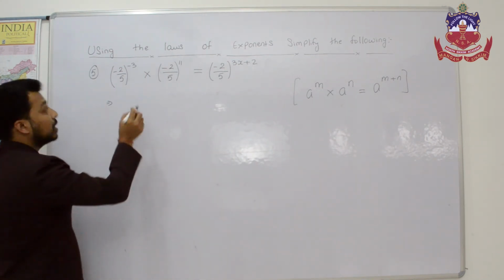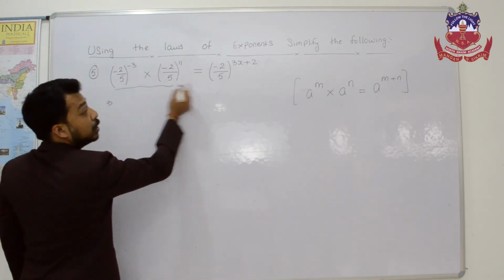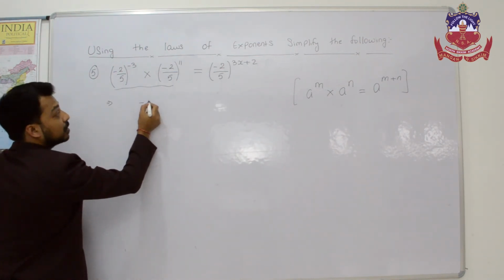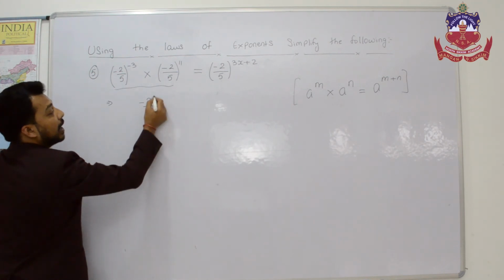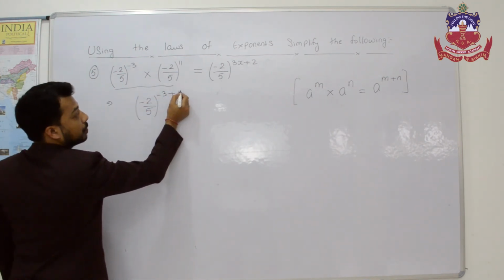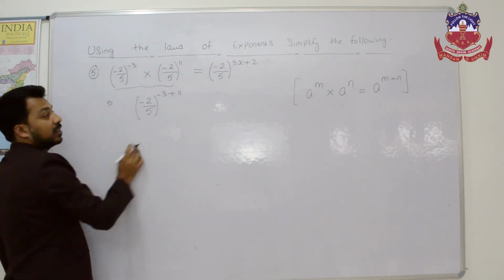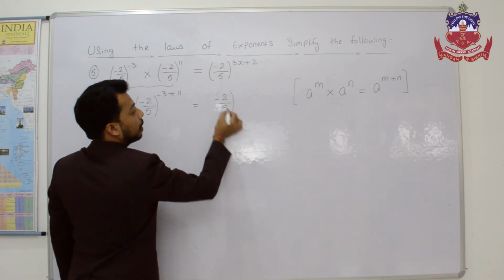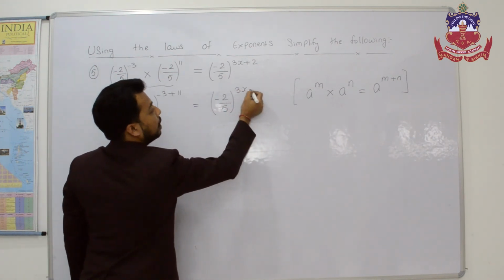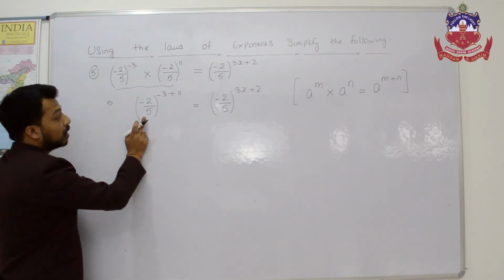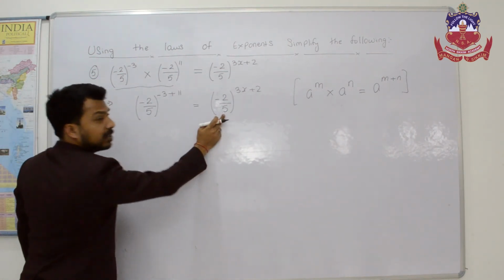In order to make that, you are going to solve this part by using the law. So you'll write the base 2 by 5, and the powers will get added. This is your left hand side. The right hand side you are going to copy as it is, plus 2. Now what you find is, the base of the left hand side and the base of the right hand side is the same.